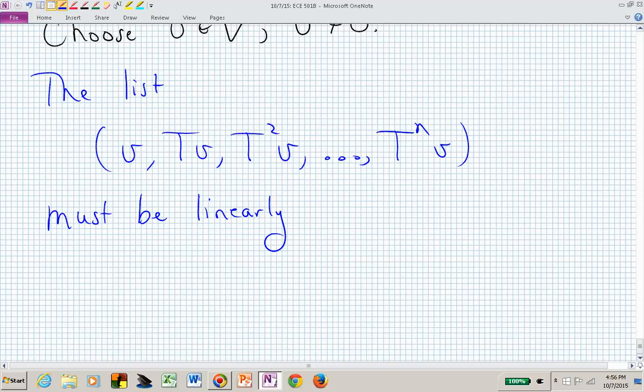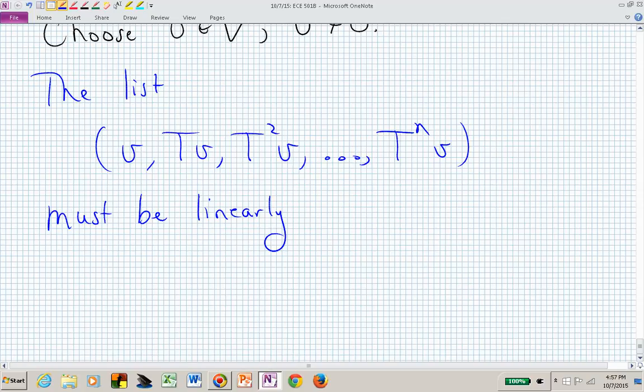Now we have to go back to our counting days and realize that that very first vector is sort of the zero coordinate in that list. We have T to the 0, T to the 1, T to the 2. So we have 0 and little n more vectors, right? So how many vectors are in that list? n plus 1.